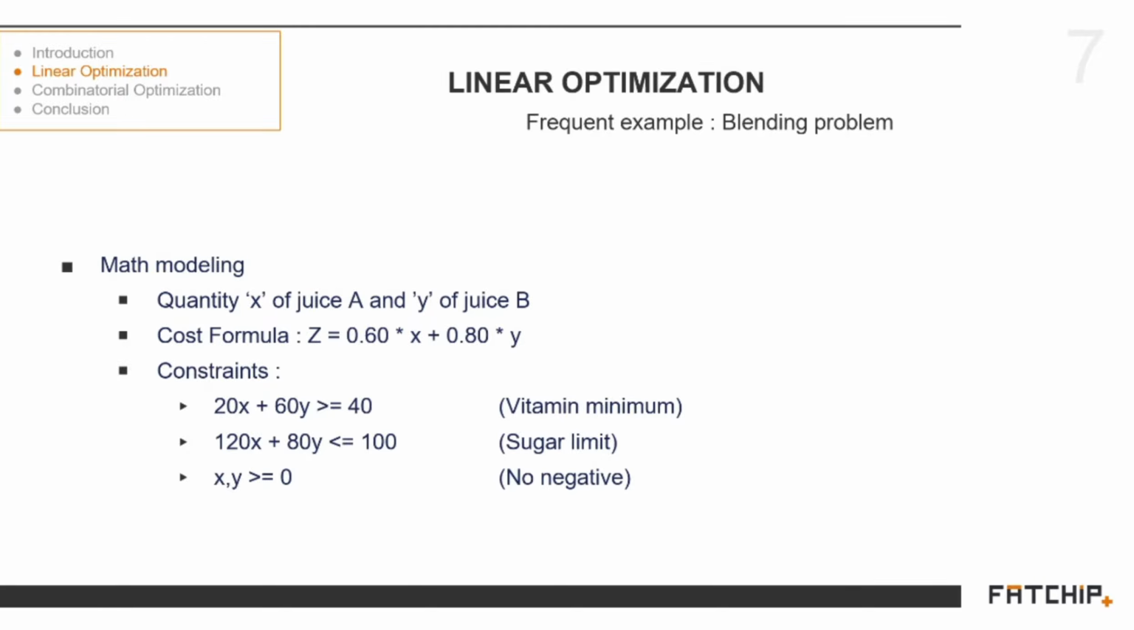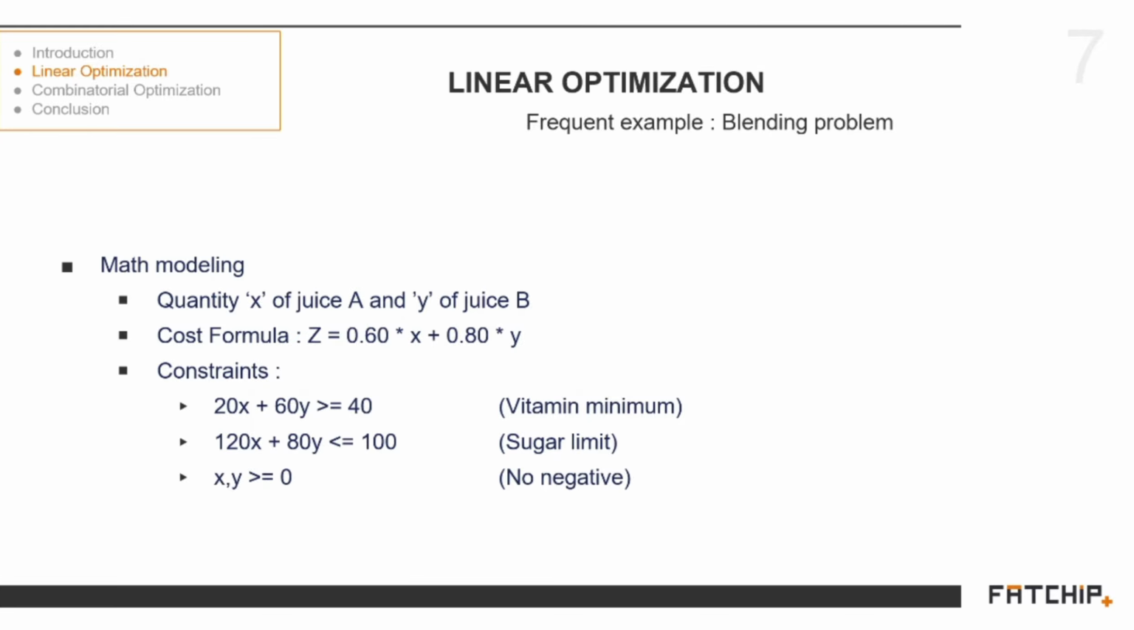The objective function in that case would be simply the price of a liter of juice A multiplied by the volume we used, and the same for the juice B, and that would be the cost of the final product. And that's what we try to reduce. And the constraints are also expressed in a linear inequation in that case, where we see again the limits that we are imposing. So the global product should not be lower than 40 mg of vitamin C and not more than 100 gram of sugar.